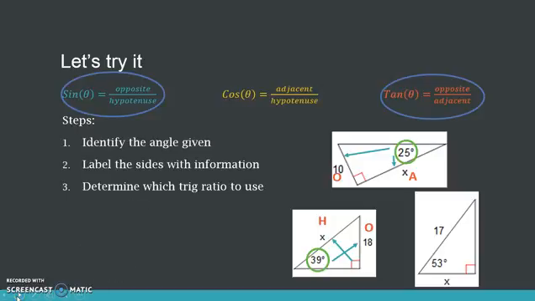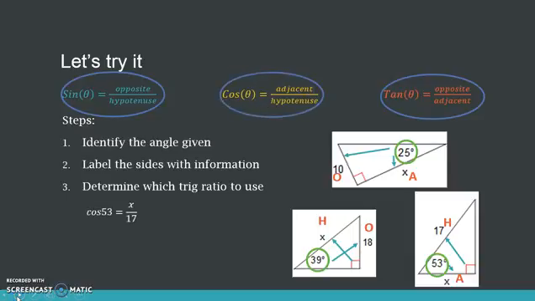For our third example, we're going to follow the same steps. We're going to identify the angle given, 53 degrees, label the sides. So we've got one right next to the angle. This is the adjacent side. And then we've got one across from the right angle, which is the hypotenuse. So now we're going to determine which trig ratio to use. With the adjacent and hypotenuse, we're going to use cosine.